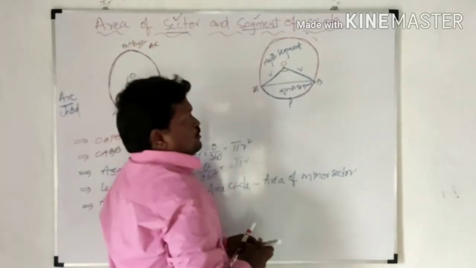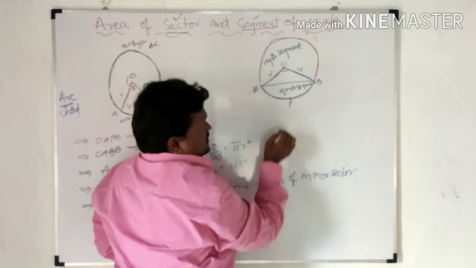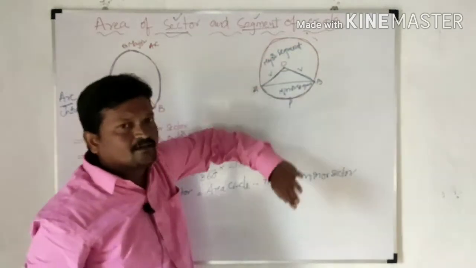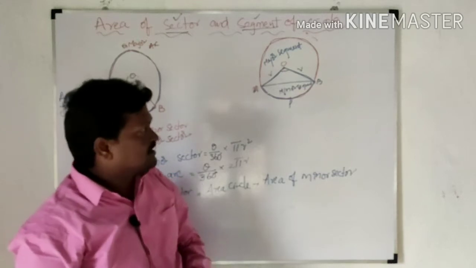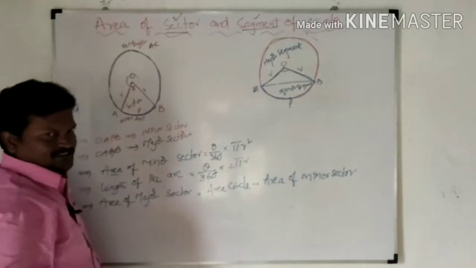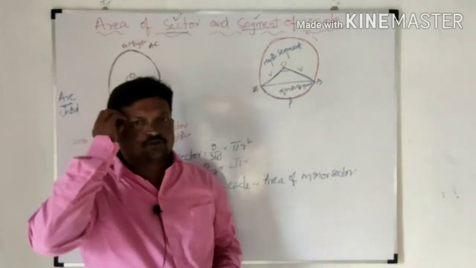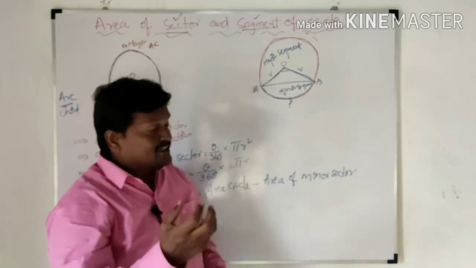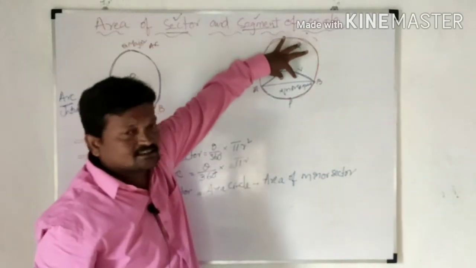In this sector we have one triangle and we have one segment. From the area of the sector, if you subtract the area of the triangle, then the remaining will be the segment, major or minor segment. I hope that you understand. There is no particular formula for the segment like the area of minor sector or area of major sector. But you have to understand how the minor segment will come: from the minor sector, subtract the triangle.